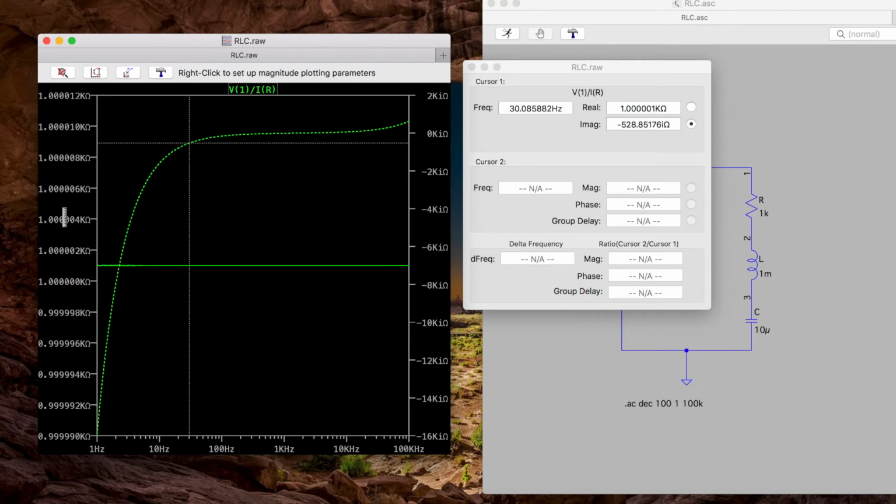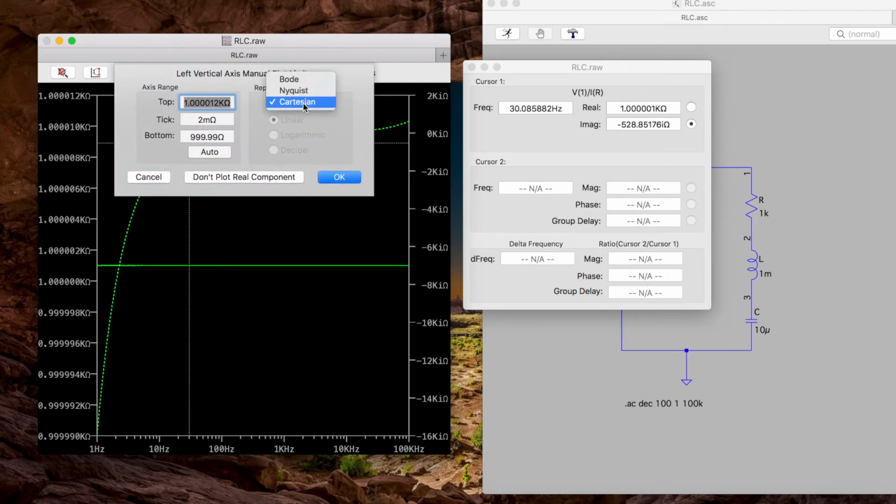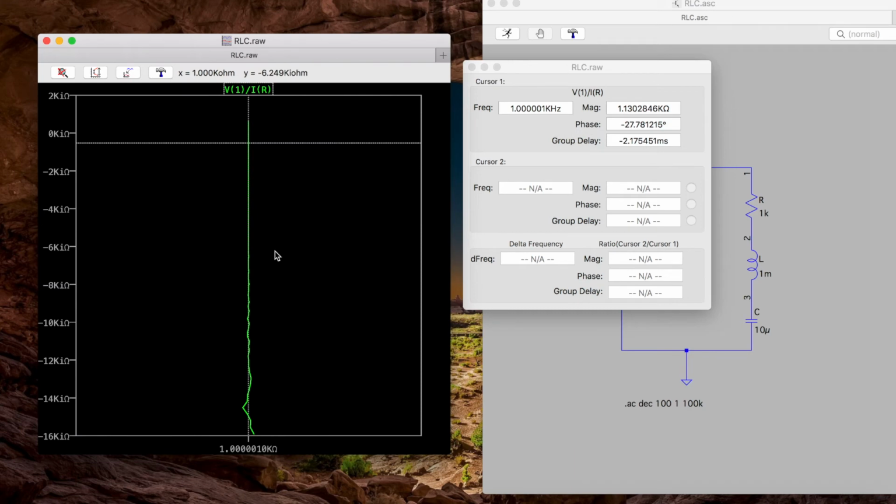Now right click on the left axis and choose Nyquist representation. Here we have the complex plane of the expression. On the x-axis the real part of the impedance, and on the y-axis the imaginary part of the impedance. Here we have some irregularities.